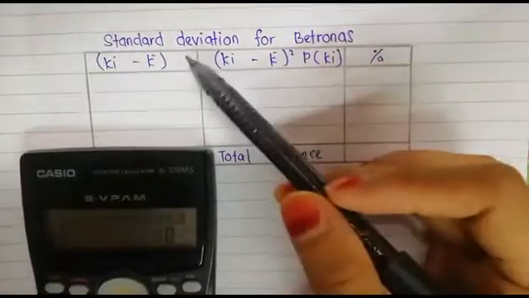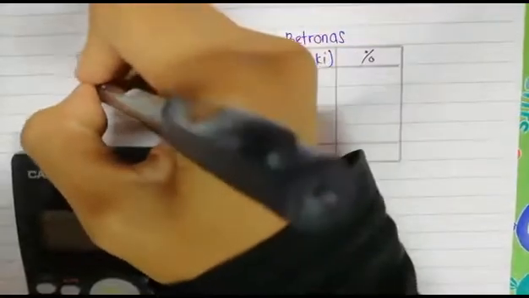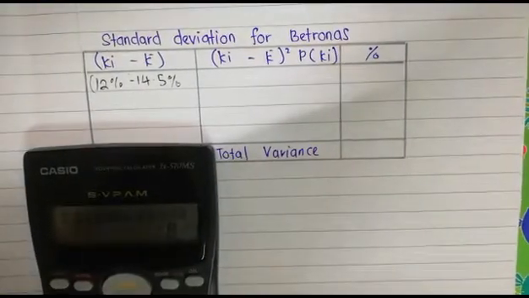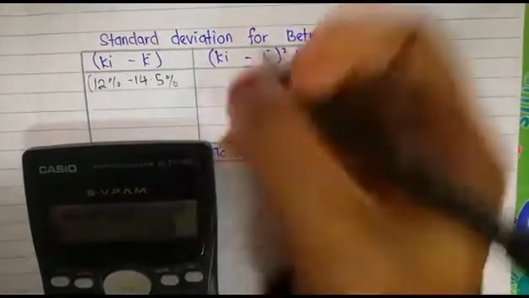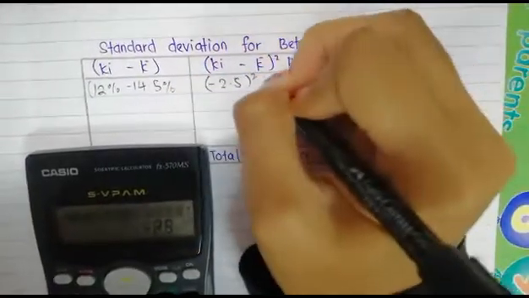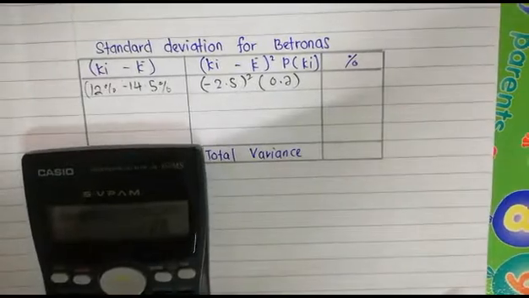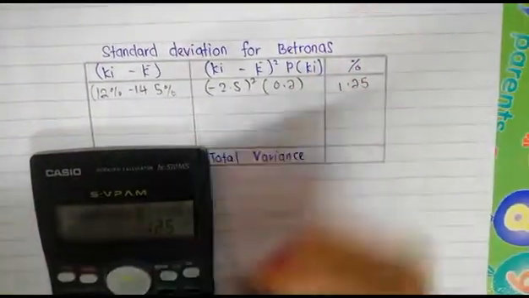Next, we will calculate the standard deviation for Petronas. The formula is still the same. So this is 12% minus 14.5%, times 100, equals negative 2.5 to the power of 2, times 0.2. We will get 1.25.